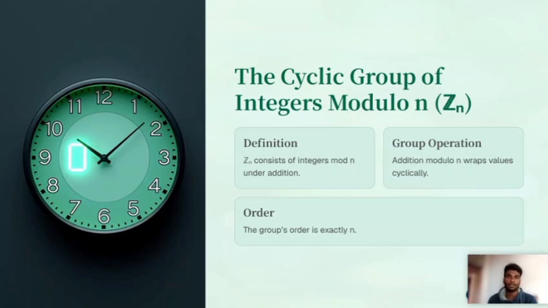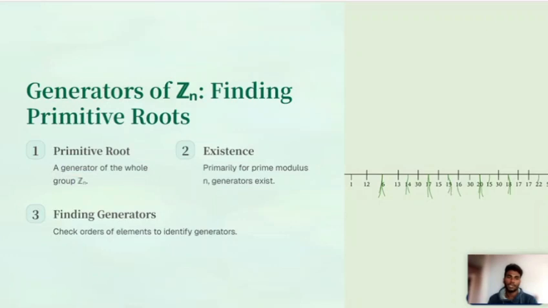Next is generators of Zn, finding the primitive roots. First is the primitive root, second is the existence, and third is finding the generators. A primitive root is a generator of the whole group Zn. Existence is primarily for prime modulus n, where generators exist. Third, finding the generators: check the orders of elements to identify the generators.